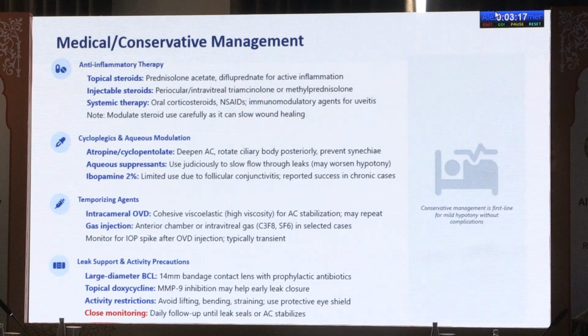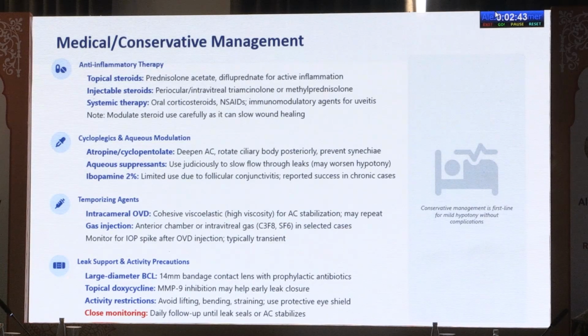So we've gone through the conservative, we'll just go through the conservative managers that use steroids just to increase the pressure, systemic steroids also. Atropine to deepen the AC, rotate the ciliary body, and to some extent to close small cyclodialysis clefts. Other temporizing agents would include intracameral OVD and AC gas injection for the very point of reducing the flow for just that short period of time for temporary leaks to close by themselves. More definitive of the same would be the use of a large BCL.